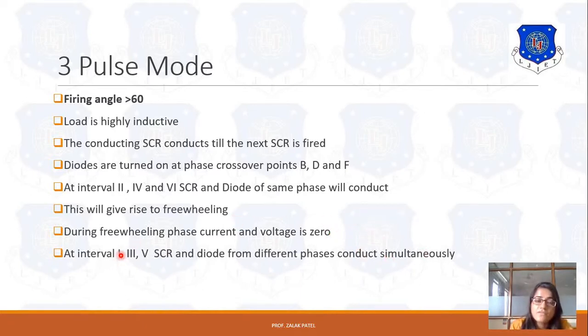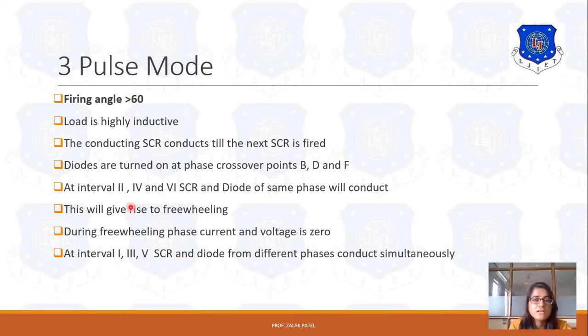But at intervals 1, 3 and 5, the SCR and diode of different phases conduct simultaneously. That means at a time either S1 with D2 and S1 with D3, or maybe S2 with D1 and S2 with D3 will start conducting. Because of these 3 intervals, due to different phases, the phase current and phase voltage do not become 0, but have some value, and due to that it comes into conduction.